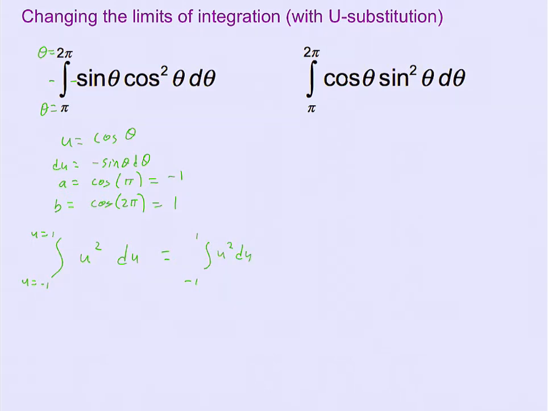And the great advantage to doing it this way is now that I've changed my limits of integration, I've got a definite integral in respect to u. I don't need to go back to theta at all. I don't need to worry about it. I can just take the antiderivative of u squared, evaluate it from -1 to 1, and do 1 cubed over 3 minus -1 cubed over 3. And I just realized I made a mistake.